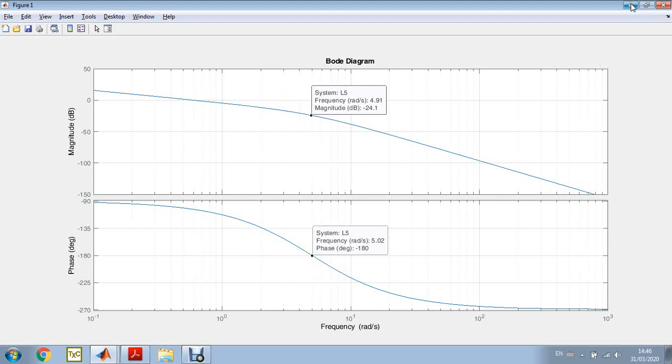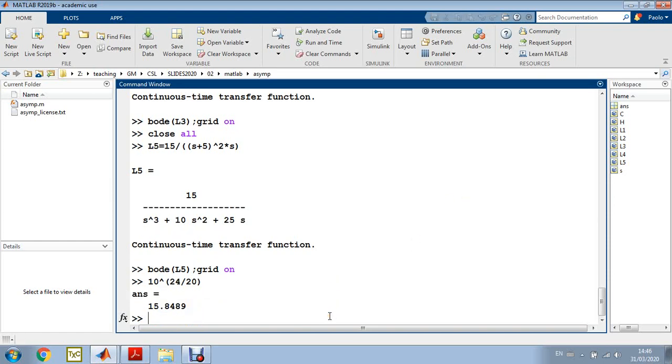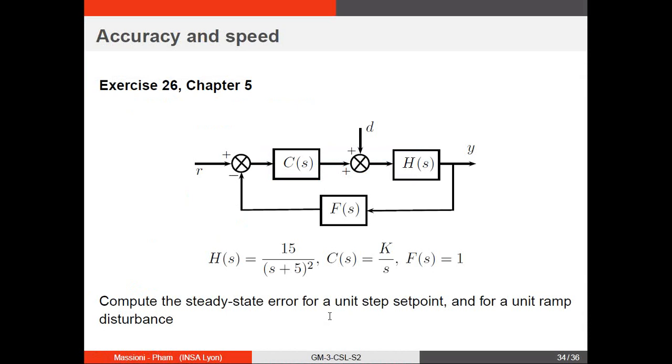So, which means that we can increase the gain by a factor corresponding to 24 dB, which is equivalent to 10 to the power 24 divided by 20, which is 15. So basically, for roughly k up to 15, the system is closed loop stable. If it is more than 15, it is unstable. So anyway, let's say k is smaller than 15, so we are stable in closed loop, and it makes sense to continue. So how do we compute the steady state error for a unit set point?